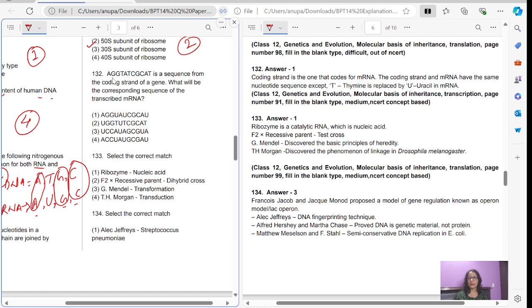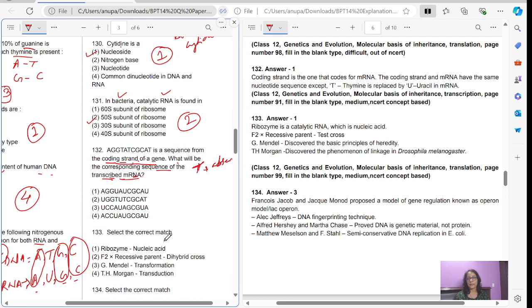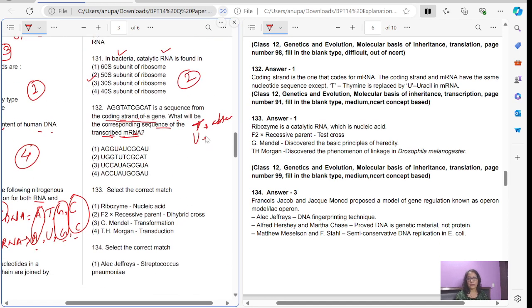Now question number 132. Here a sequence is given: A, G, G, T, A, T, C, G, C, A, T is a sequence from the coding strand of a gene. The question is, what will be the corresponding sequence of transcribed RNA? Basically, the sequence of the coding strand of the gene is the same as the transcribed mRNA. It means the sequence in both transcribed messenger RNA and the coding strand of the gene is the same except for thymine, because thymine is absent in RNA.